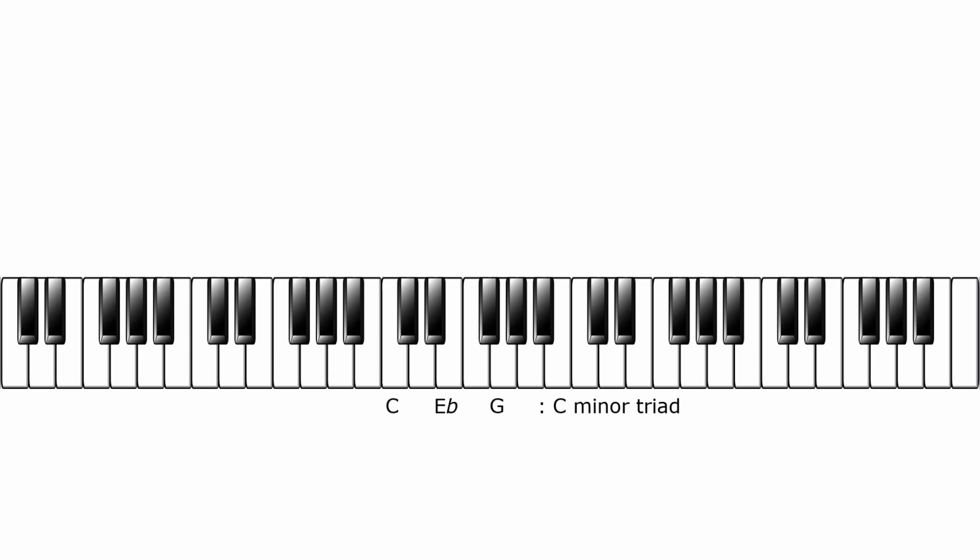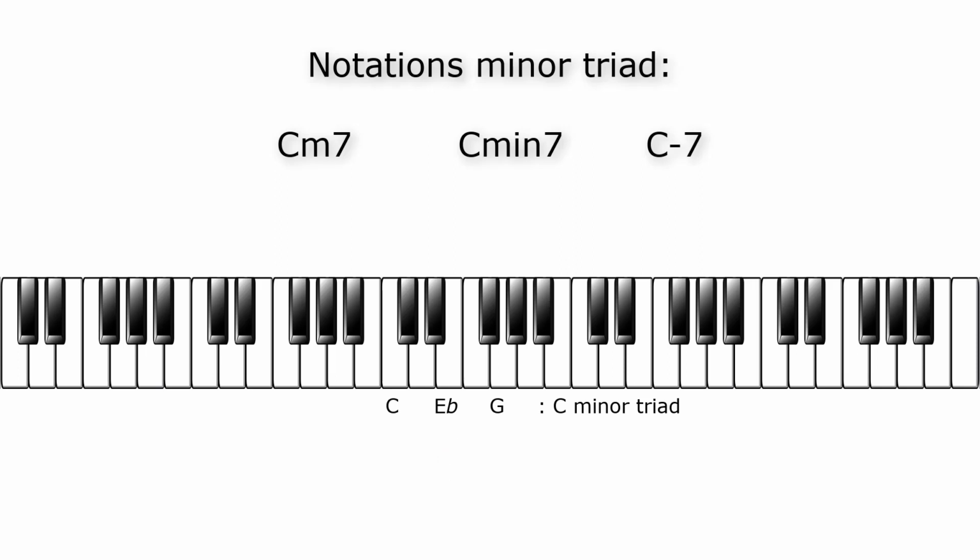Let's look at the interval between the first two notes of the triad, which are the C and the E flat, and which are the first and the third note of the scale. This distance is a minor third interval. Remember that with major triads, so the C major triad for example, that was C, E, G, this distance was a major third. In minor chords, this distance is a minor third. There are different notations for minor triads. Above the keyboard you can see them.